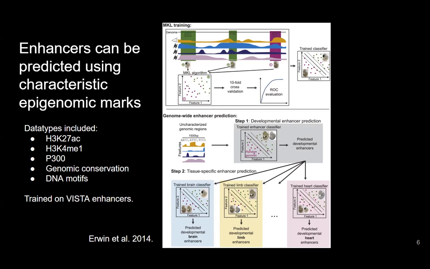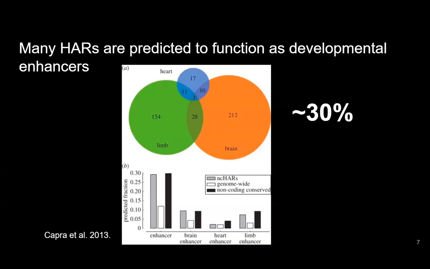And so you might be wondering, why am I showing a machine learning model from 2014? And the reason is because this was the first model that was used to determine whether HARs may function as enhancers. And so indeed, using this model that was trained to identify enhancers in the developing limb, brain, and heart, they identified that around 30% of HARs at that time were predicted to function as developmental enhancers in these various tissues.